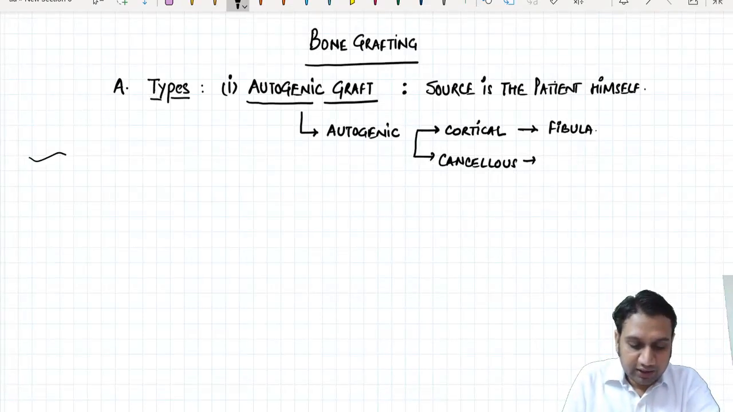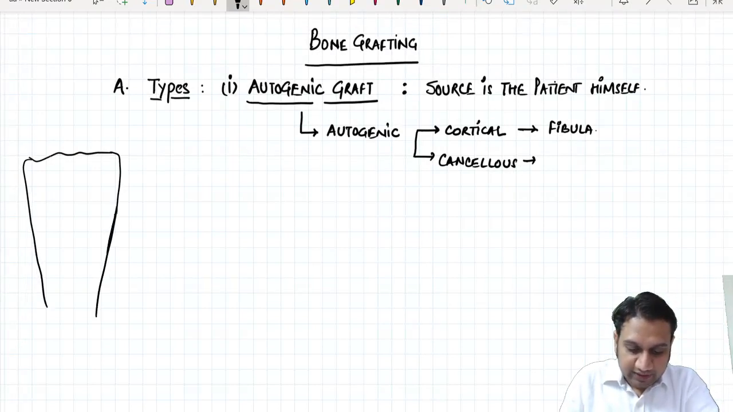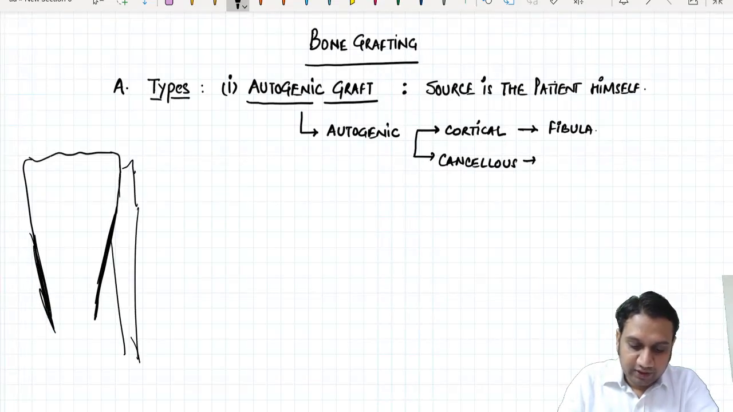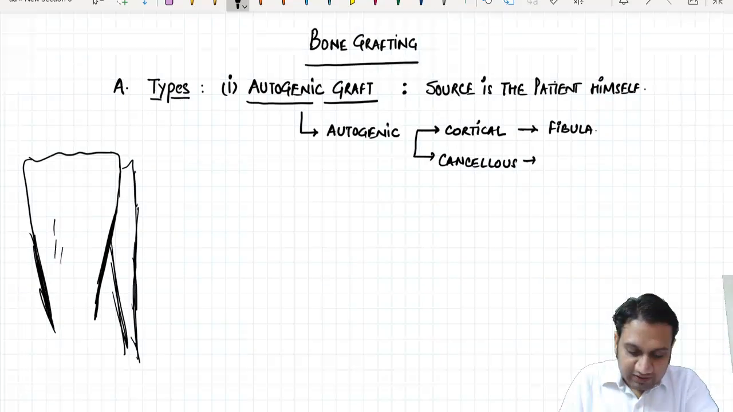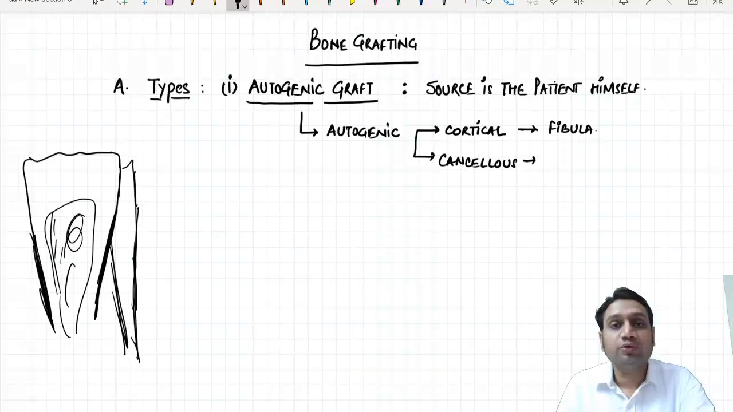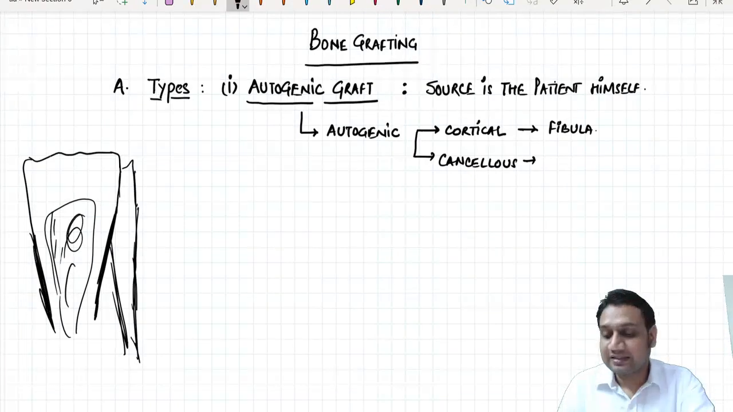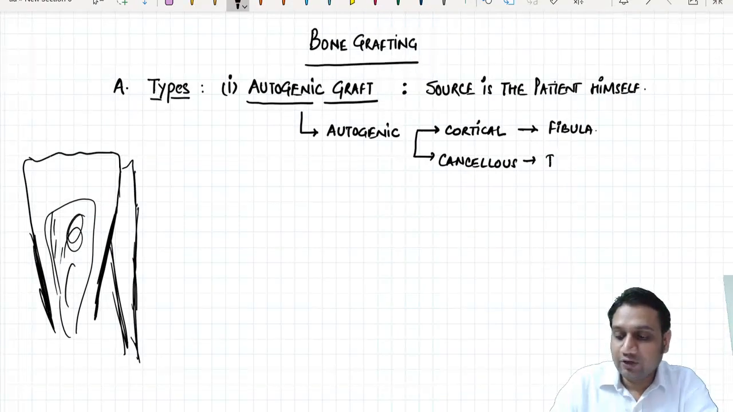If I draw a tibia for you like this, you know that this whole area is a cortex. This is what you call a cortex. Similarly, the fibula, which is the adjacent bone over here, this whole bone is a cortical graft. The central part of this tibia is what you call the cancellous part. Similarly femur, similarly long bones, right? That is what you call a cancellous area. So, autogenic cortical graft, autogenic cancellous graft. A cancellous graft you can take out from the iliac crest.